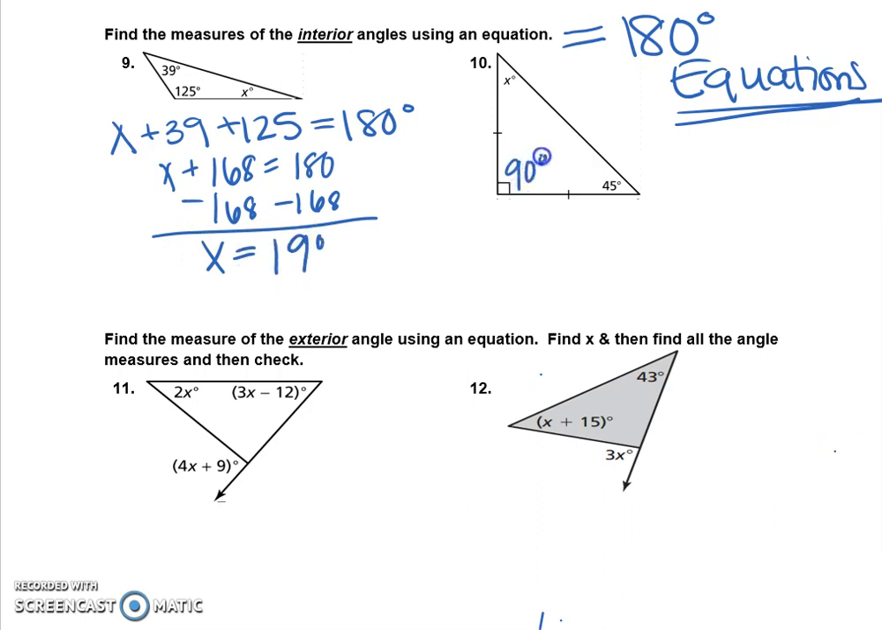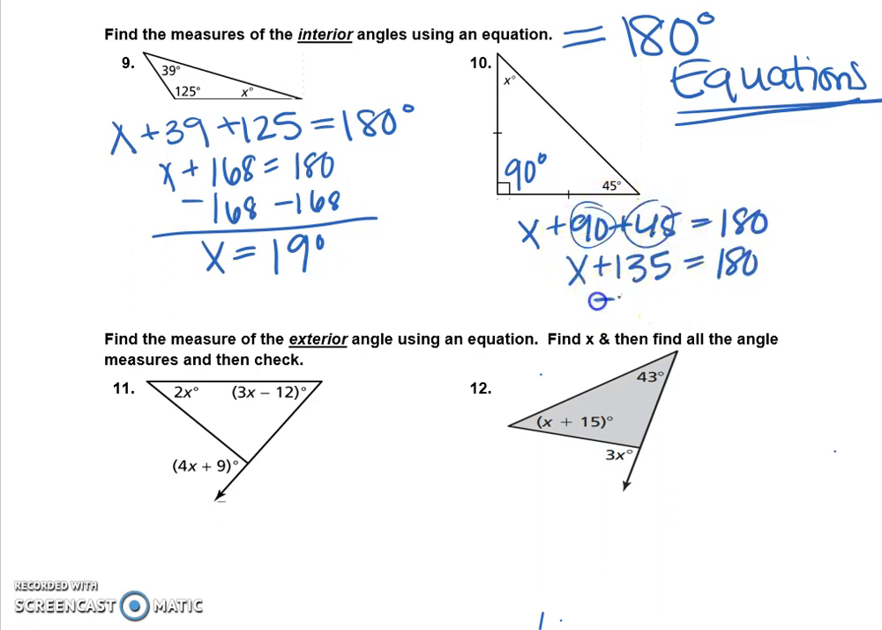Same thing here. This right angle symbol means 90, so x plus 90 plus 45 equals 180. 90 and 45 adds up to 135. If you subtract 135 from both sides, x is equal to 45 degrees.